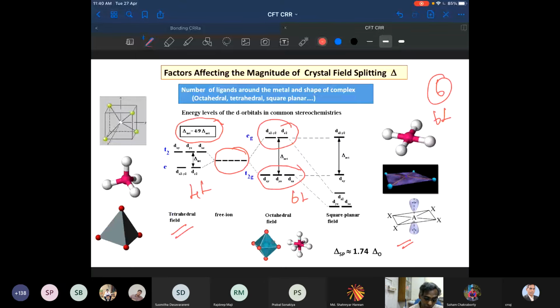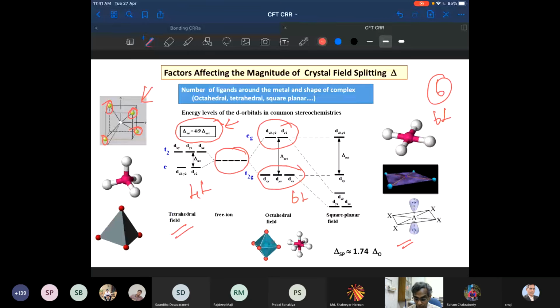This diagram I will bring here again. The ligands come along alternate corners 1, 2, 3, and 4. As a result, the split is just reversed, the ordering of the orbitals will be just the reverse. I will come to this a little later. Now, in the tetrahedral field, what is the del value? Del tetrahedral equals 4 by 9 of del octahedral, del O.